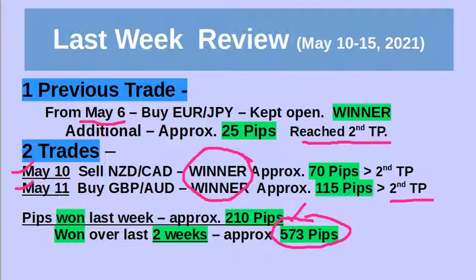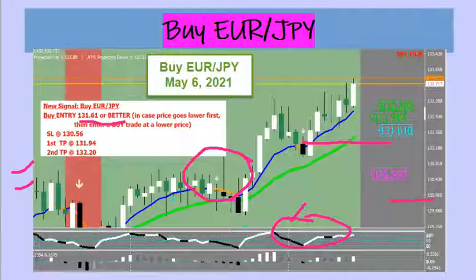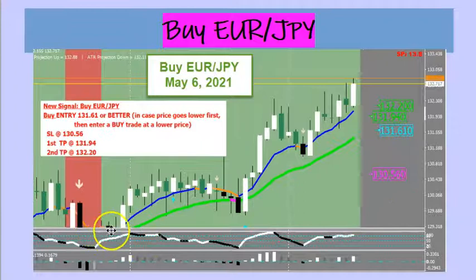We're going to take a look now at the actual chart. Let's take a look at this first one, the buy Euro JPY, which was held open. Okay, and you can see right here, by the way, the original instructions from 2 weeks ago on the May 6th. Okay, this was the buy Euro JPY.